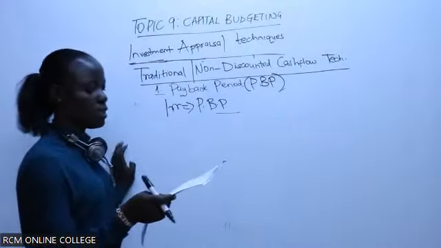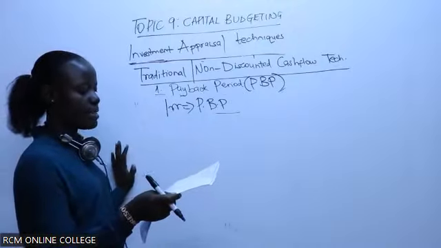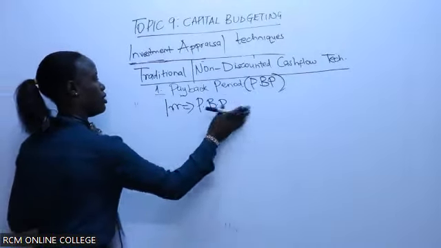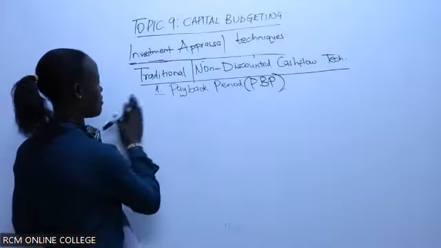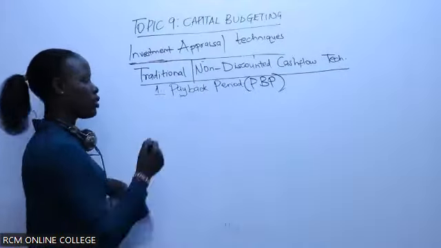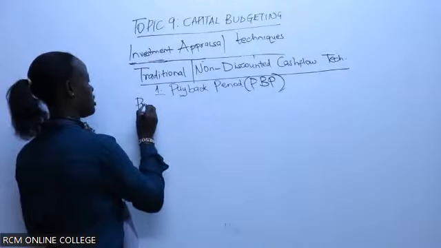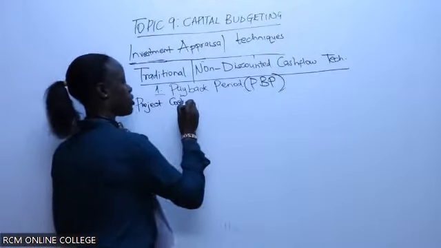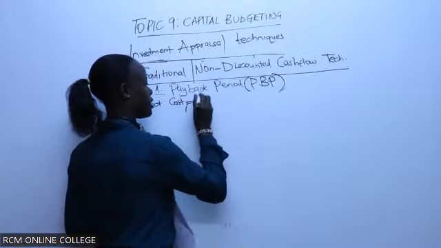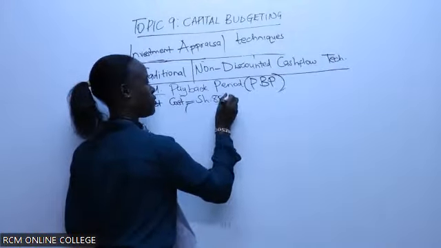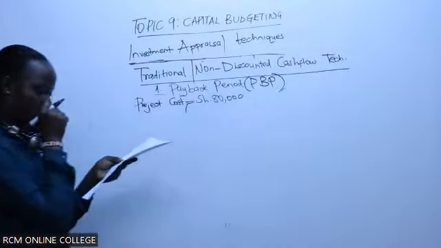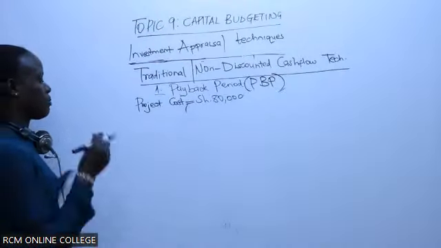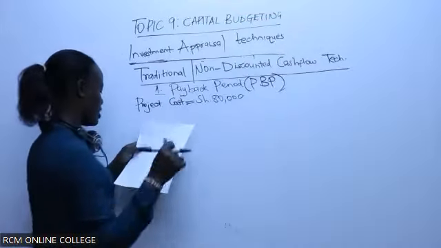For instance, you're told Luanda Magere has invested in a project whose cost, the project cost we are told is 80,000. And the project is expected to generate the following cash flow. So let me note down the cash flows that we have.